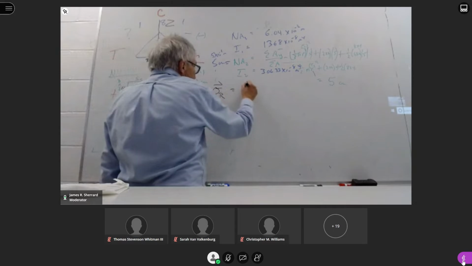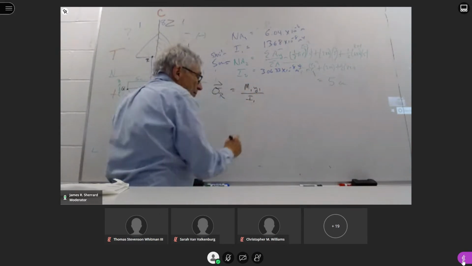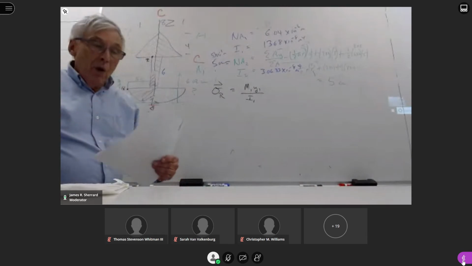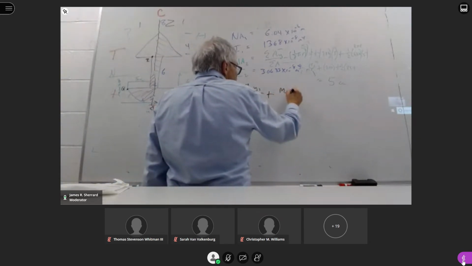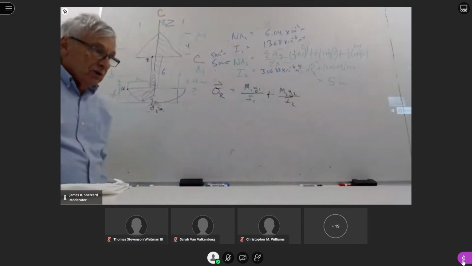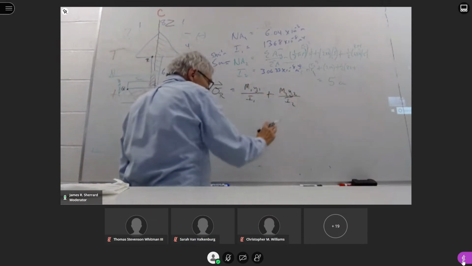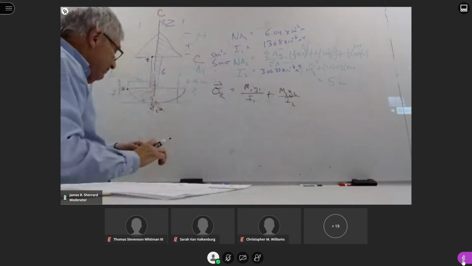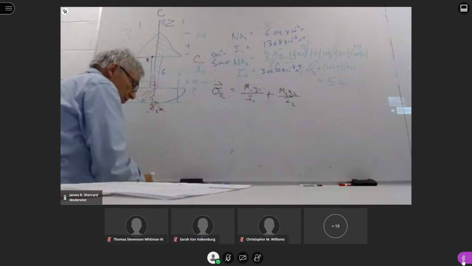So this is M1 Y1 divided by I1. That's a contribution from one moment. And then we're going to add to that the second moment contribution. So these are unique to the first one, and these are unique to the second one. So let's go back and fill in some values right away that we know about.